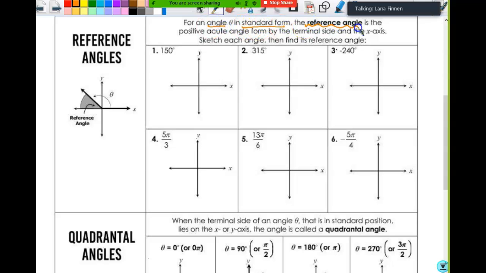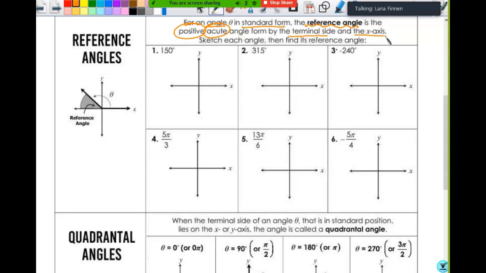The reference angle, here's the important stuff, is the positive acute angle formed by the terminal side and the x-axis. It's always positive, it's always acute, and it's always the shortest way back to the x-axis. When you're talking about a reference angle, the reference angle isn't necessarily in standard position. So it doesn't matter which direction you go, it's still a positive measurement because of the angle that we're talking about. Okay? So it says sketch each angle, then find the reference angle.